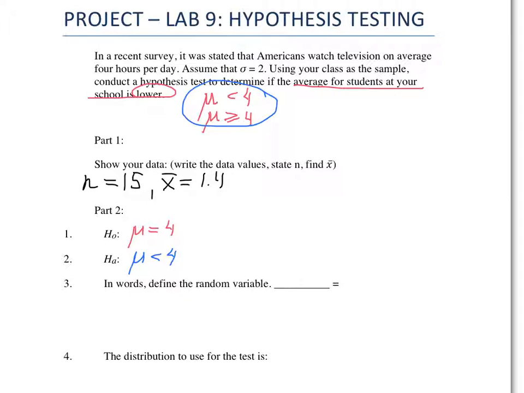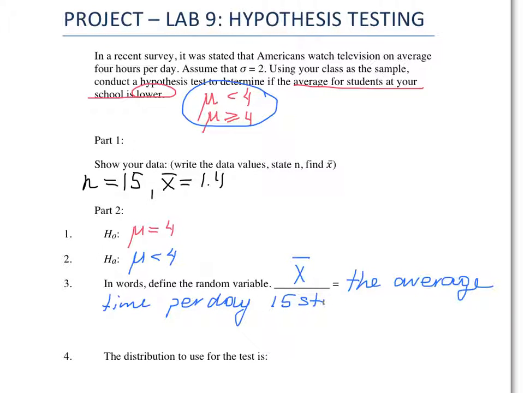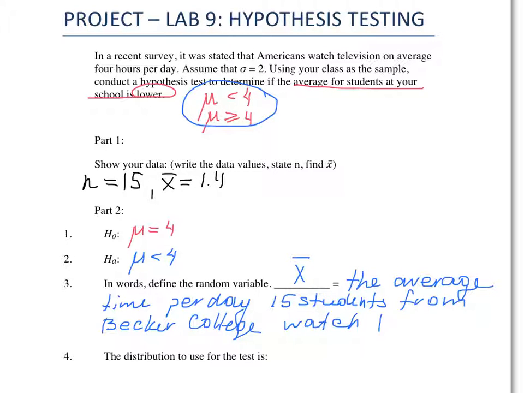Next, define the random variable. The random variable we're working with is x bar, and this is the average time per day that 15 students from the population, so from our school, taking it from Baker College, watch TV.